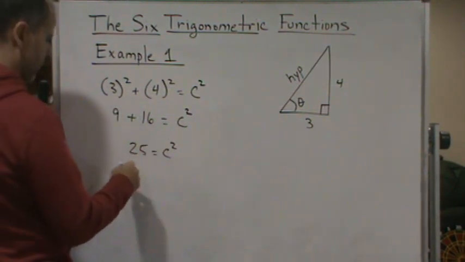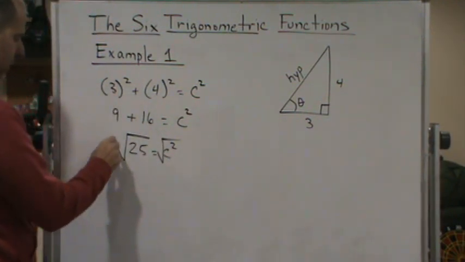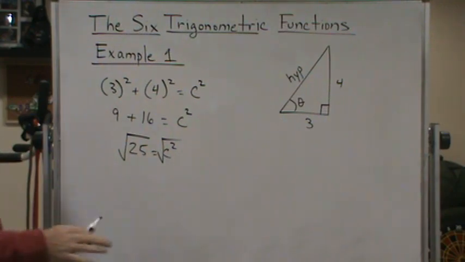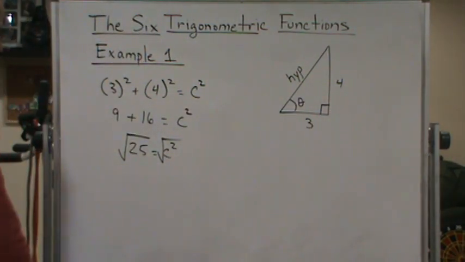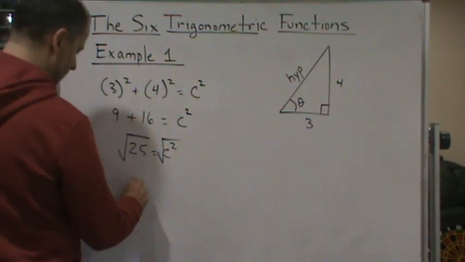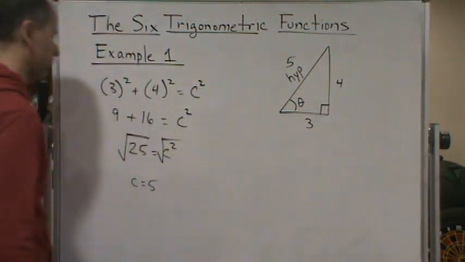So that means if I take the square root of both sides, it's only going to be the positive one that we want because we're talking about lengths. So we only want the positive square root. So c is equal to 5, which is correct.